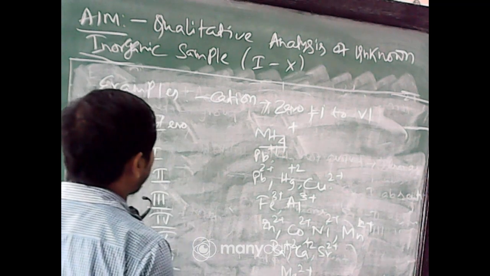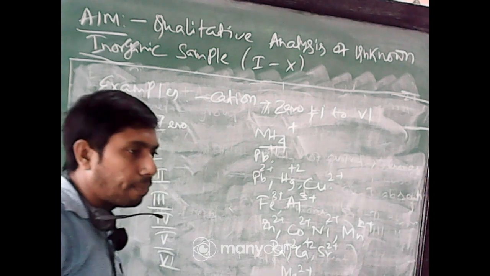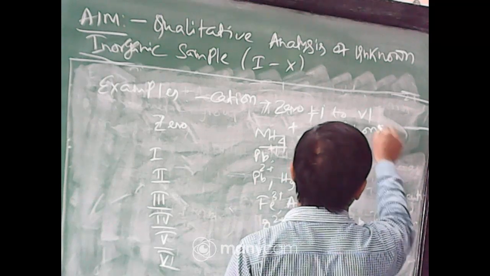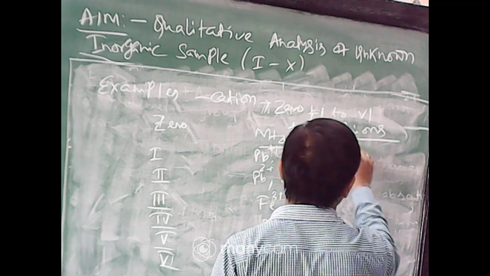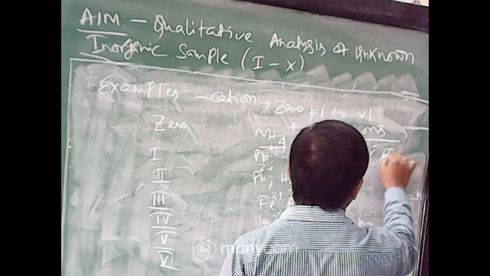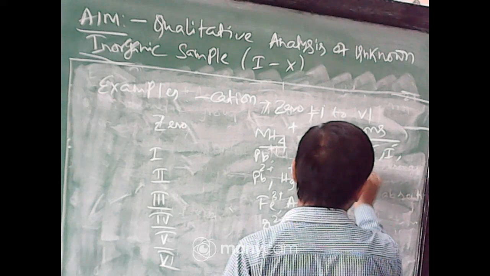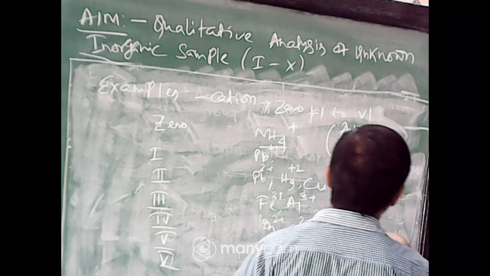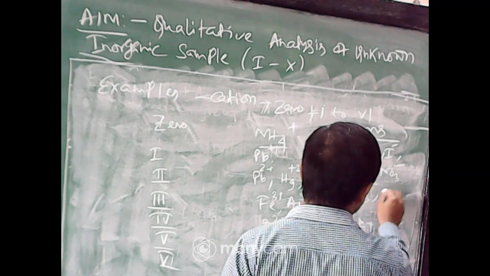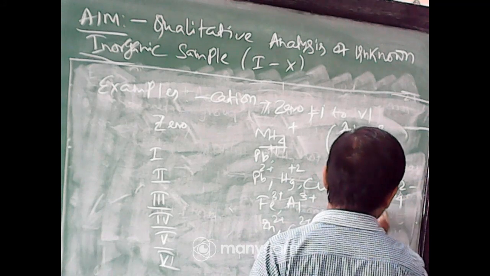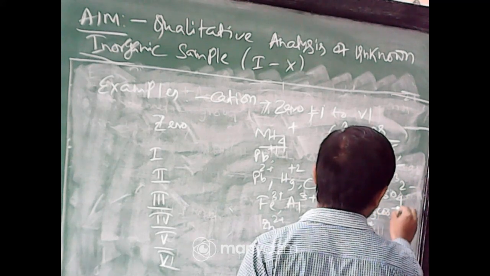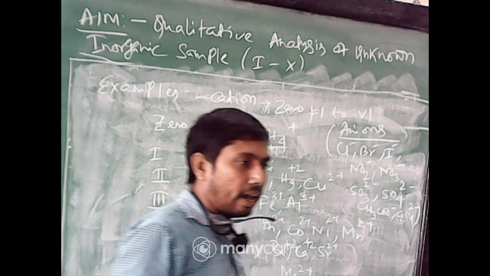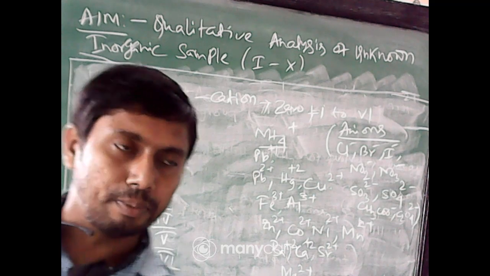Now some examples of anions. Example of some anions I am writing here. Anions. So first of all, halides, that is chloride, bromide, iodide. Then nitrite, NO2 minus, NO3 minus, etc. After that, sulfide, SO3 2 minus, SO4 2 minus, acetate, oxalate. These are some common anions which are attached with the basic radical.